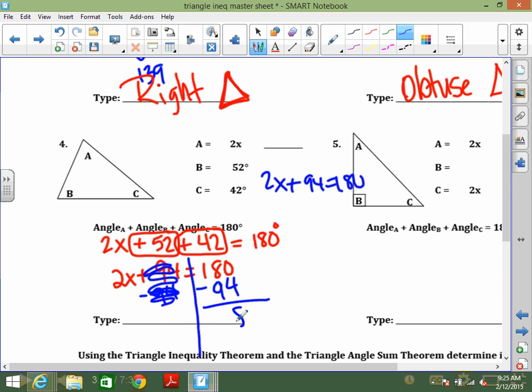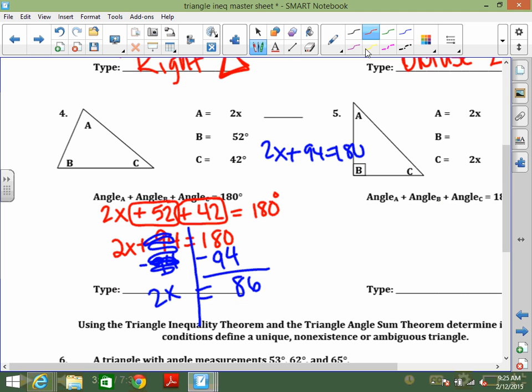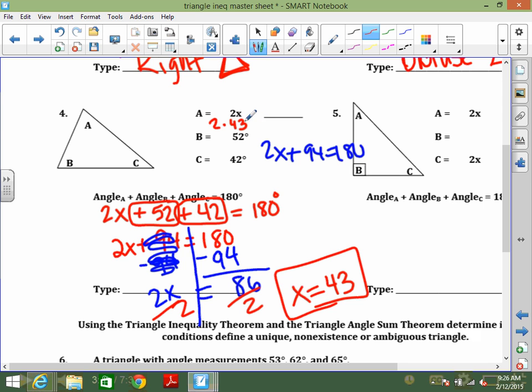and you get is equal to 2x. Okay, what's next? Divide by 2, and we get x is equal to 43. Now, is angle A 43? Yes. No. Angle A is 2 times x. What is x? 43. So we have to do 2 times 43 to figure out angle A, which is 86. 86 degrees. See what I'm saying?